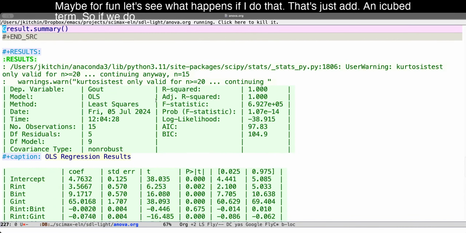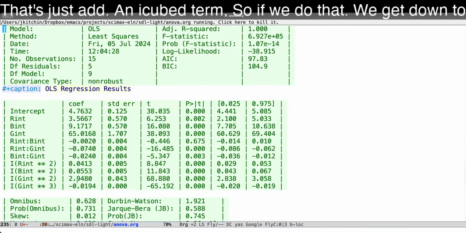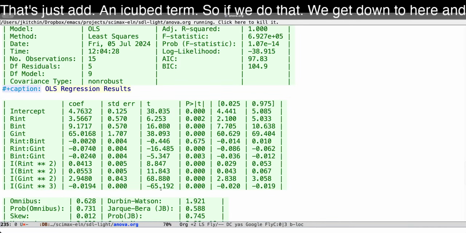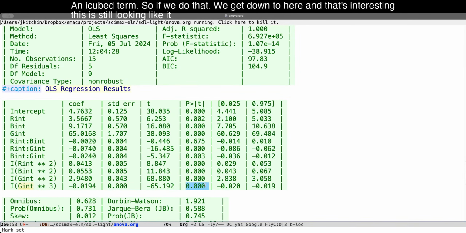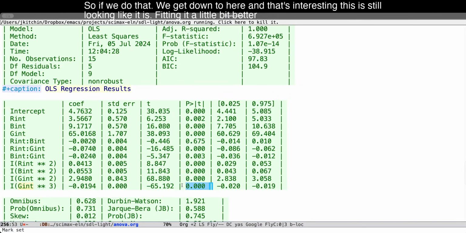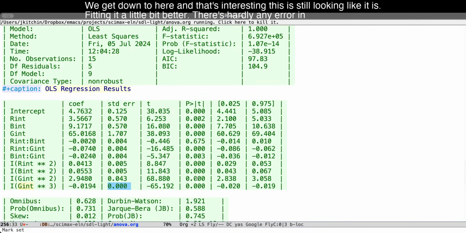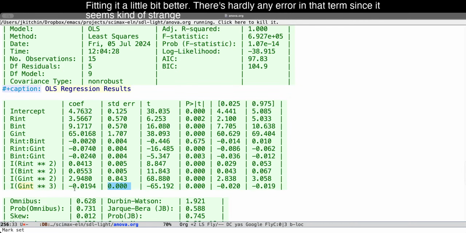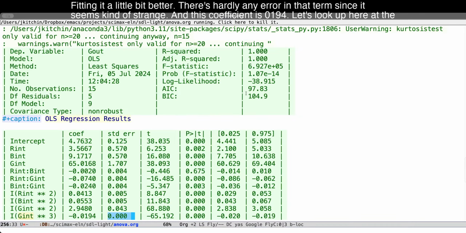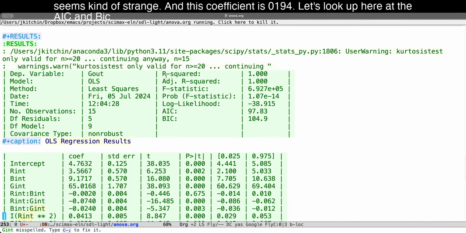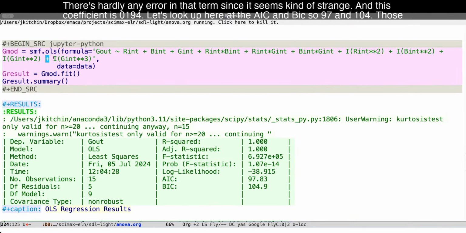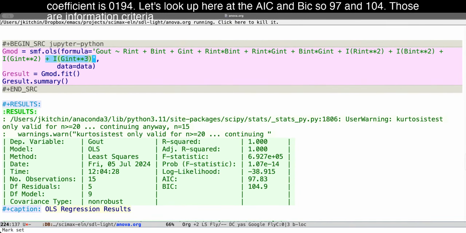So if we do that, we get down to here, and that's interesting. This is still looking like it is fitting a little bit better. There's hardly any error in that term, which seems kind of strange. And this coefficient is 0.0194. Let's look up here at the AIC and BIC. So 97 and 104. Those are information criteria. And they don't really change.